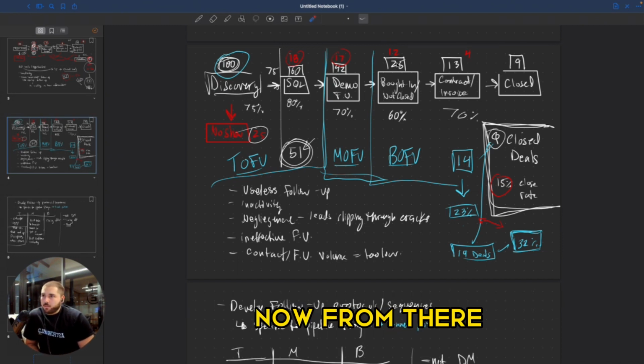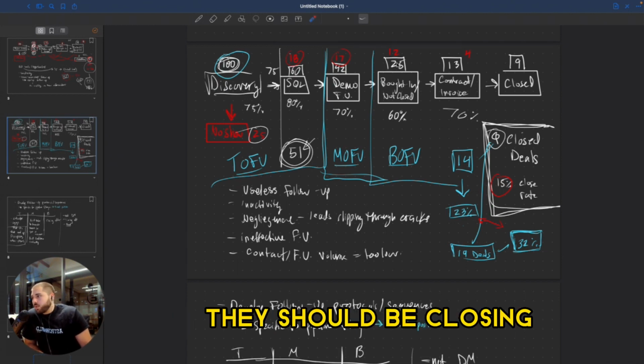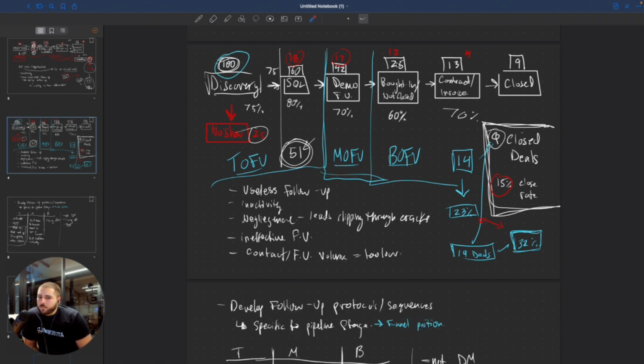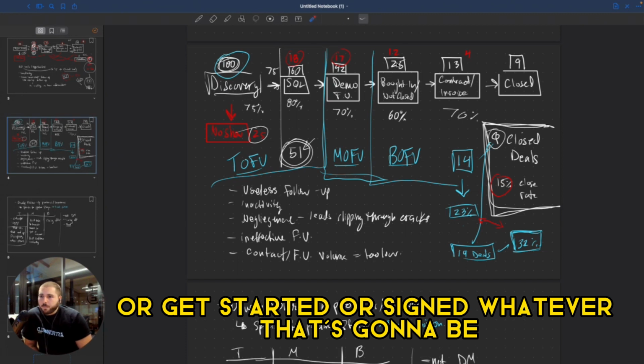Okay. Now, from there, contract or invoice sent. At this point, again, they should be closing. You should have a timeline that you agree upon with them, by which they will actually pay, right? Or get started or sign, whatever that's going to be.